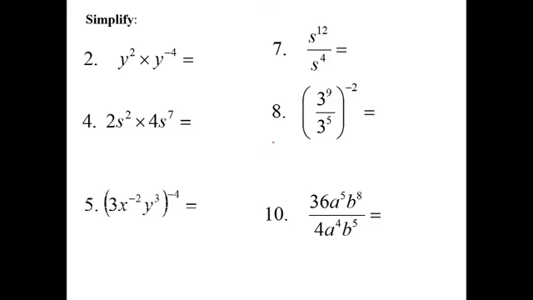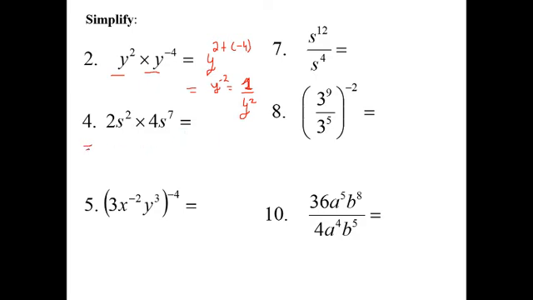Let's look at some examples here. Okay, so we're going to simplify this one. I have multiplication of the same base. So I'm going to keep the base, which is y, and add the exponents, 2 plus negative 4. 2 plus negative 4 is going to give me y to the power of negative 2, which will be 1 over y to the power of 2, because you cannot have a negative exponent. I have to write it as a reciprocal, 1 over y squared.